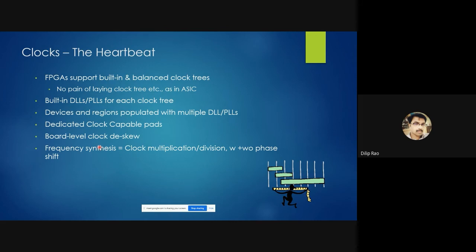That's why it comes with a frequency synthesis capable block. The frequency synthesis capable block is capable of realizing very accurate and precise clock frequencies based on the divisor and the multiplication factors that you are going to program.